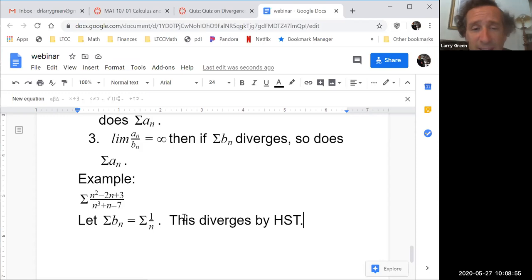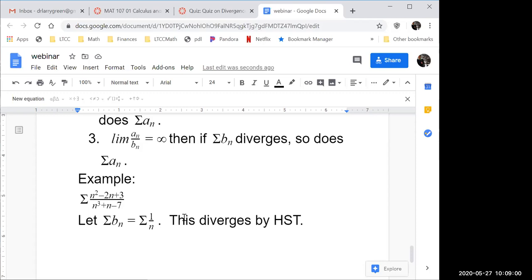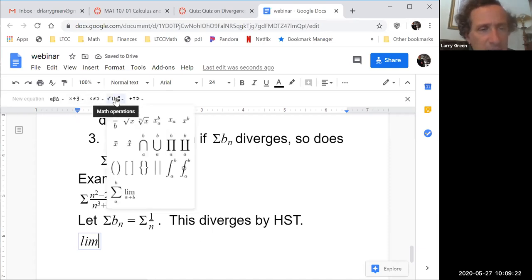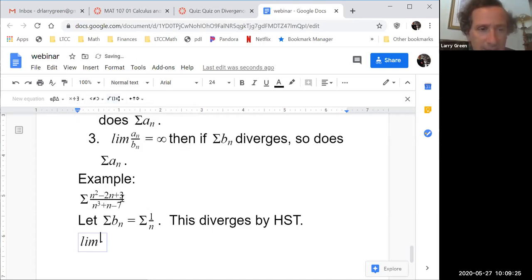Okay, you could try to see, well, maybe it's bigger, but it doesn't look bigger, does it? No. It's actually smaller, but not by much. So we can't use the comparison test, but we can use the limit comparison test. To do the limit comparison test, I'm going to take a limit, and then I'm going to look at the fraction an over bn.